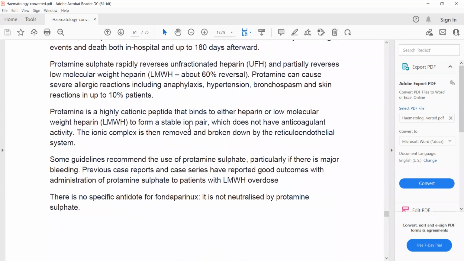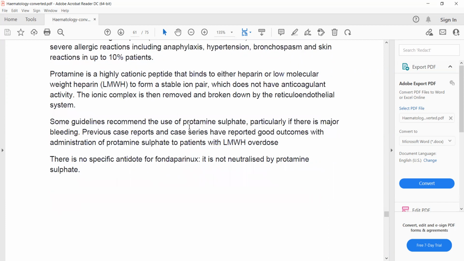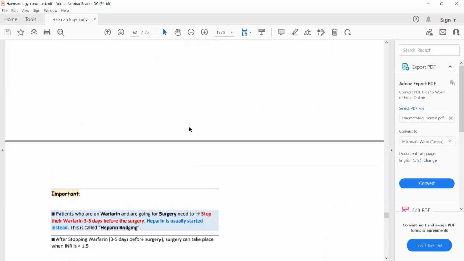And remember that there is no antidote available for fondaparinux, and it is not neutralized by protamine sulfate, because we discussed that low molecular weight heparin can be neutralized by protamine sulfate. About 60% of the effects can be neutralized by the use of protamine sulfate. But there is no antidote for fondaparinux because it is not neutralized by protamine sulfate.